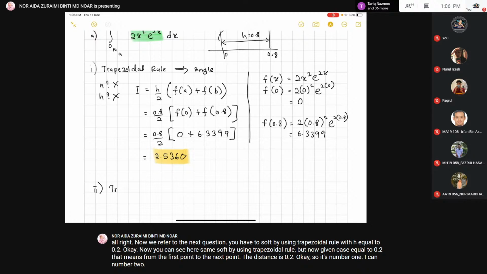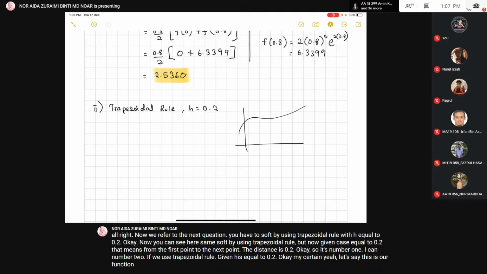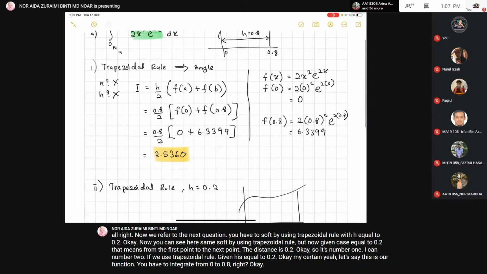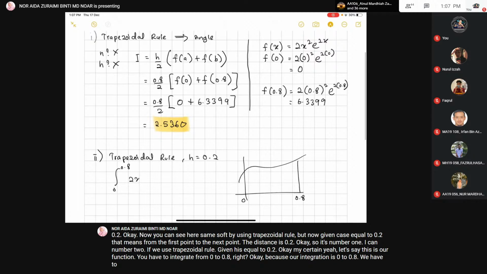Okay, we use the trapezoidal rule, given h equal to 0.2. Let's say this is our function. You have to integrate from 0 to 0.8, right? Because our integration is from 0 to 0.8, we have x squared e to the x dx.